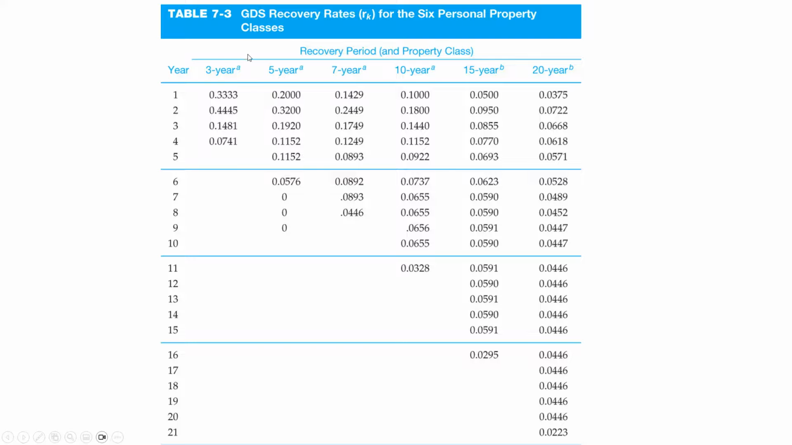So in the case of automobiles, using a 3-year recovery period, what you'll notice is it's 3 years of recovery, but there are 4 years that the depreciation occurs during. The first year is a half portion of depreciation as compared to how much it would be if it was a full year. Then there are 2 subsequent years, and then the last year is a half portion of depreciation as well.